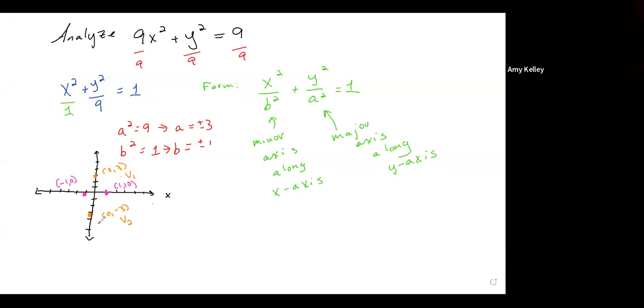Next, we just need to find the coordinates of the foci. We'll be using the formula c squared equals a squared minus b squared. c squared equals 9 minus 1. That means c squared equals 8. Taking the square root on both sides, c equals plus or minus the square root of 8. And of course, we can simplify the square root of 8. c equals plus or minus the square root of 4 times 2. Square root of 4 is 2. c equals plus or minus 2 square root of 2.